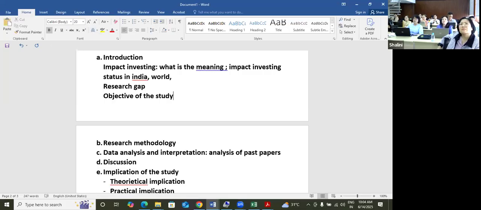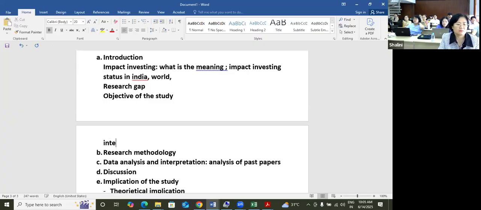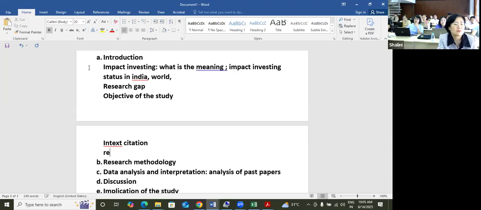Now, there is another important thing. When we are doing the introduction part, in-text citations are also very, very important. I hope all of us understand the words in-text citation and references. We understand these 2 terms, right? So what do we have to do for the in-text citations and the references? Let me tell you one thing. Now 2025 is going on.